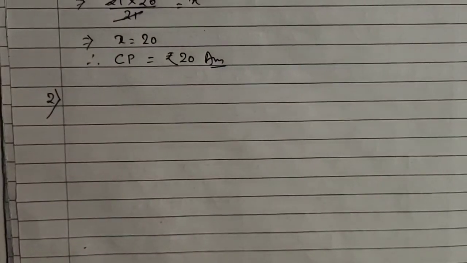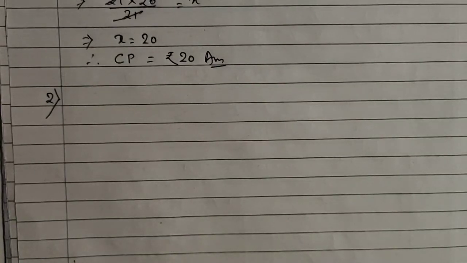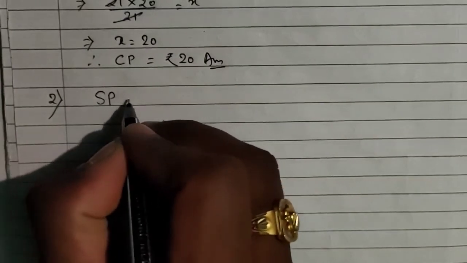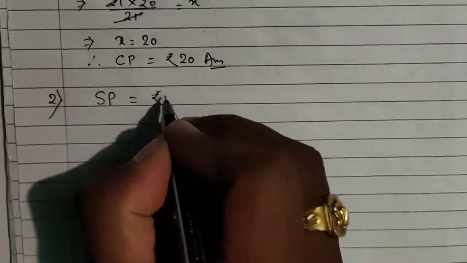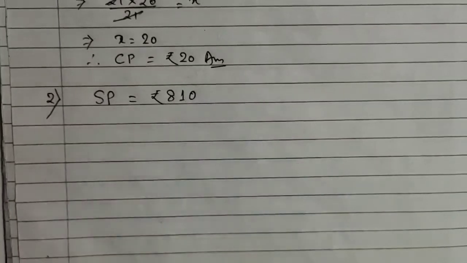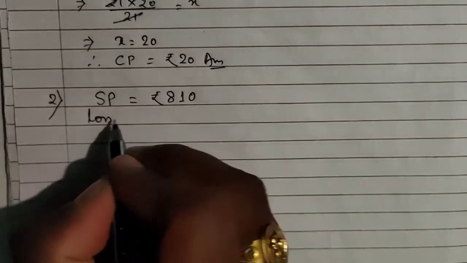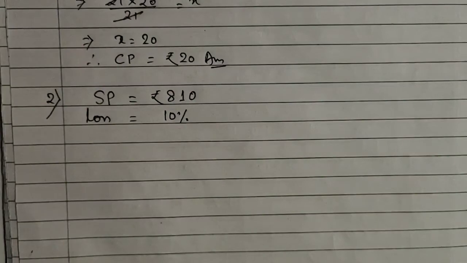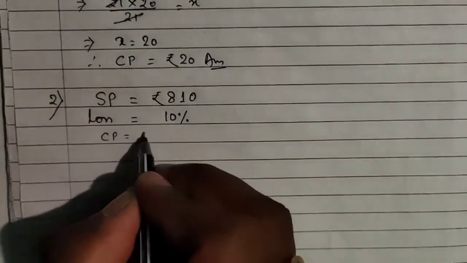Question number 2 is also a similar type of question. We have to concentrate on calculating the cost price. Question number 2 says by selling an article for rupees 810, it means the selling price is rupees 810. A loss of 10% is suffered. Here loss is given in percent. Find its cost price. The question is asking us to calculate the cost price.